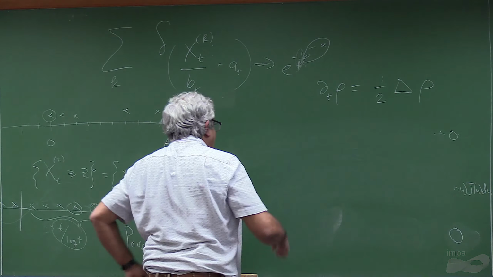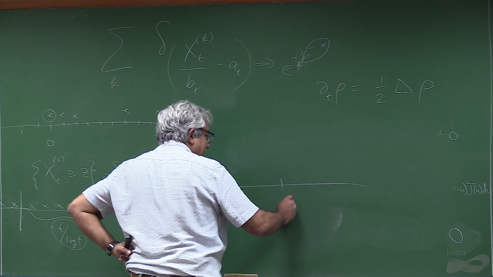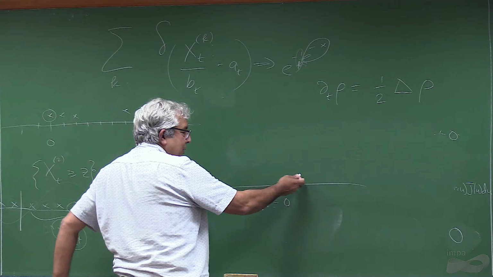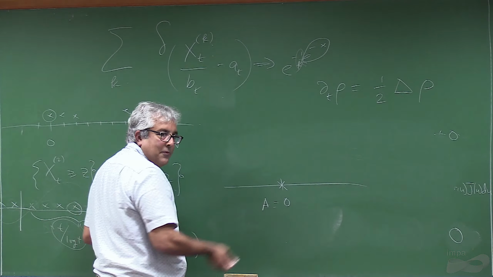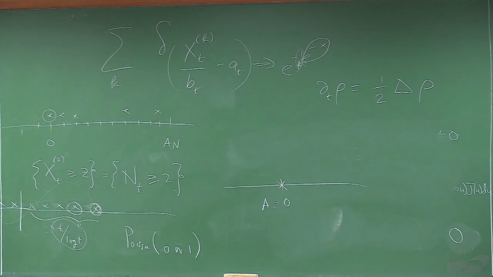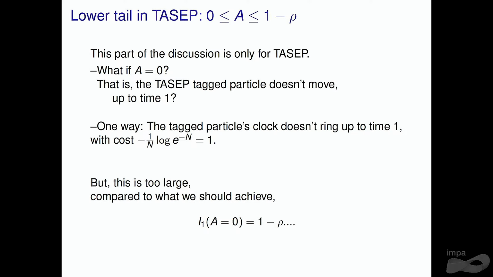Okay, so here's the tag particle. So a is equal to 0. So this may move 1 or 2 spots, but on the hyperbolic scale, it doesn't move. One way to achieve that is just to make sure that the clock doesn't ring. That's one, but we already know the answer. If you go back into the rate function of TSEP and you stick a equals to 0, then the answer is actually 1 minus rho. So this is too large. This is not the right strategy.